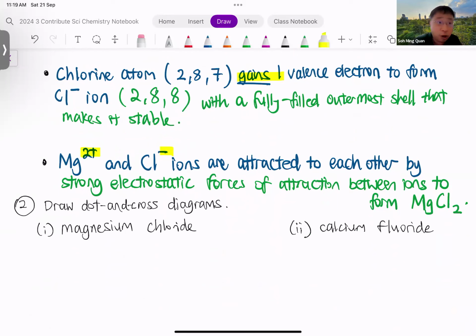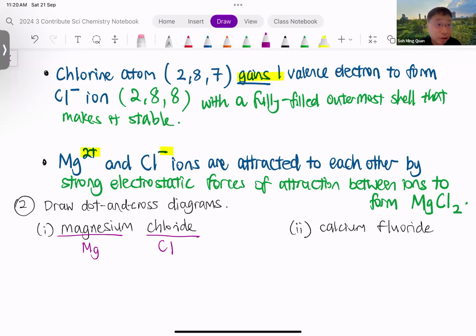So the next section that we're going to move on to is how to draw the dot and cross diagrams for an ionic compound. So we're going to start with the compound that you have just written, which is magnesium chloride. So again, if you are asked to draw the dot and cross diagram for magnesium chloride, you first go to the periodic table and find their chemical symbols. Beyond their chemical symbols, you should also try to work out which groups they are from, because the group number will tell you how many valence electrons they have. Magnesium is in group 2, 2 valence electrons. Chlorine, group 17, 7 valence electrons.